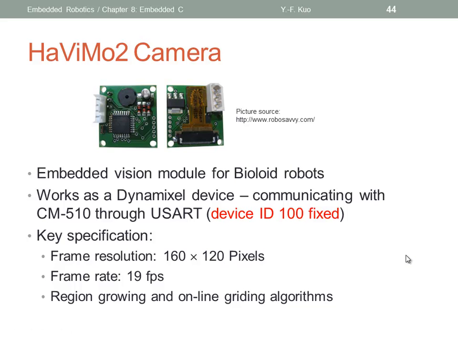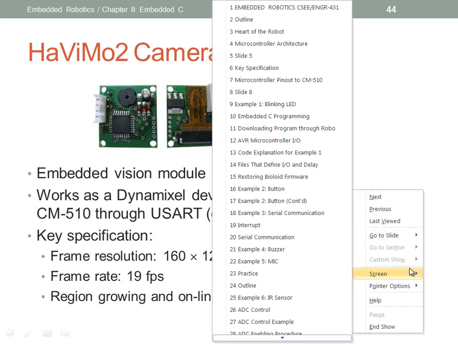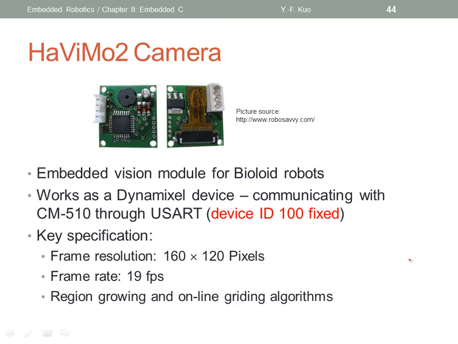We know that HaViMo2 is a machine vision module that is designed for Bioloid robots, and it works as a Dynamixel device. In a sense, it communicates with the CM510, the controller, through USART. As a Dynamixel device, it must have an ID number, and this ID number is 100, and it is fixed. And here are some key specs of the camera. We will use them later.